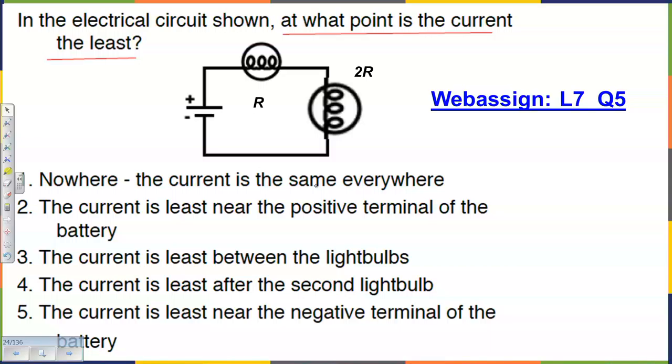What do you think about this situation? This is question number 5. What we have here is a battery and two bulbs connected to it, and they have different resistances. This is, let's say, 7 ohms, and this is right now 100 ohms.